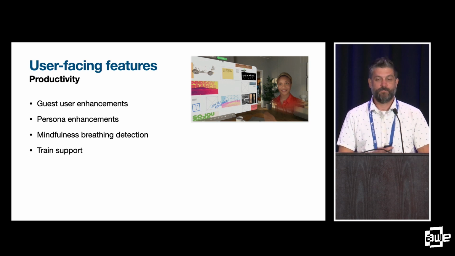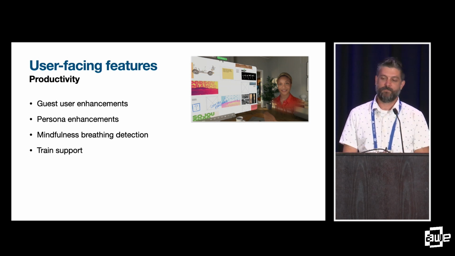And with train support for travel mode, similar to airplane mode in visionOS 1, now you can turn on travel mode on a train and all the tracking still works within a moving vehicle.